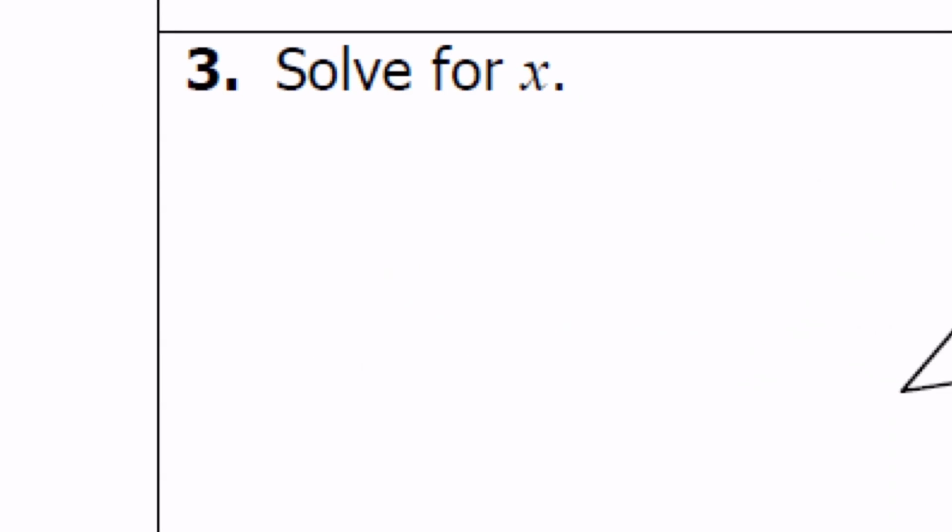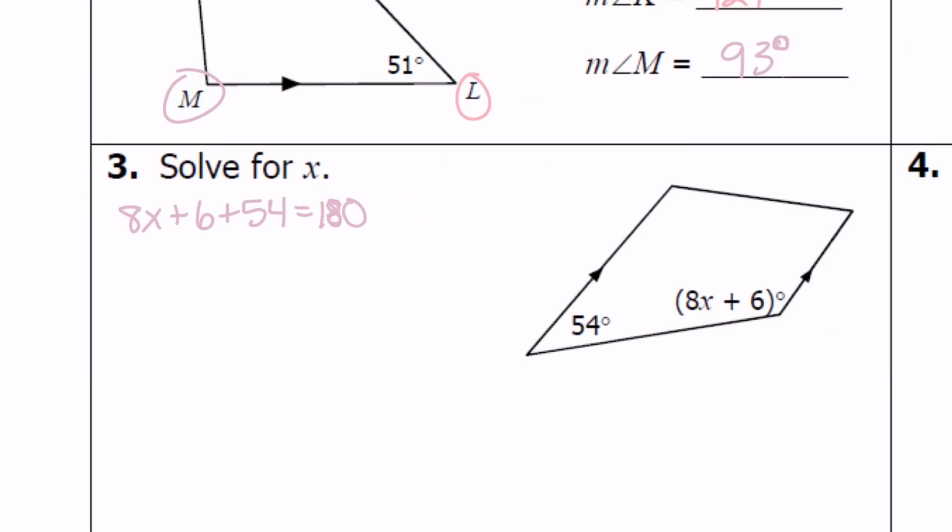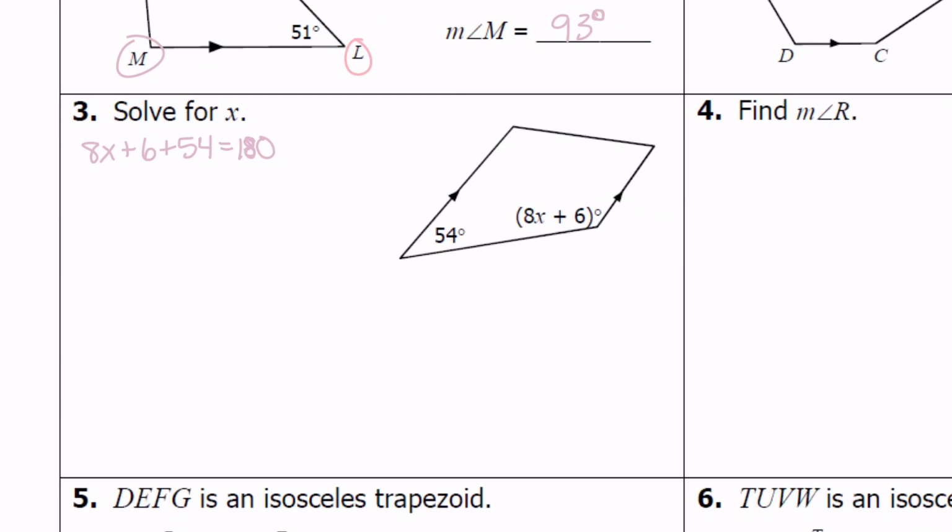So that means 8x plus 6 plus 54 equals 180, because those two angles are supplementary. So I'll let you finish solving for x. Okay, so that's pretty much it for non-isosceles trapezoids. Pretty simple stuff.